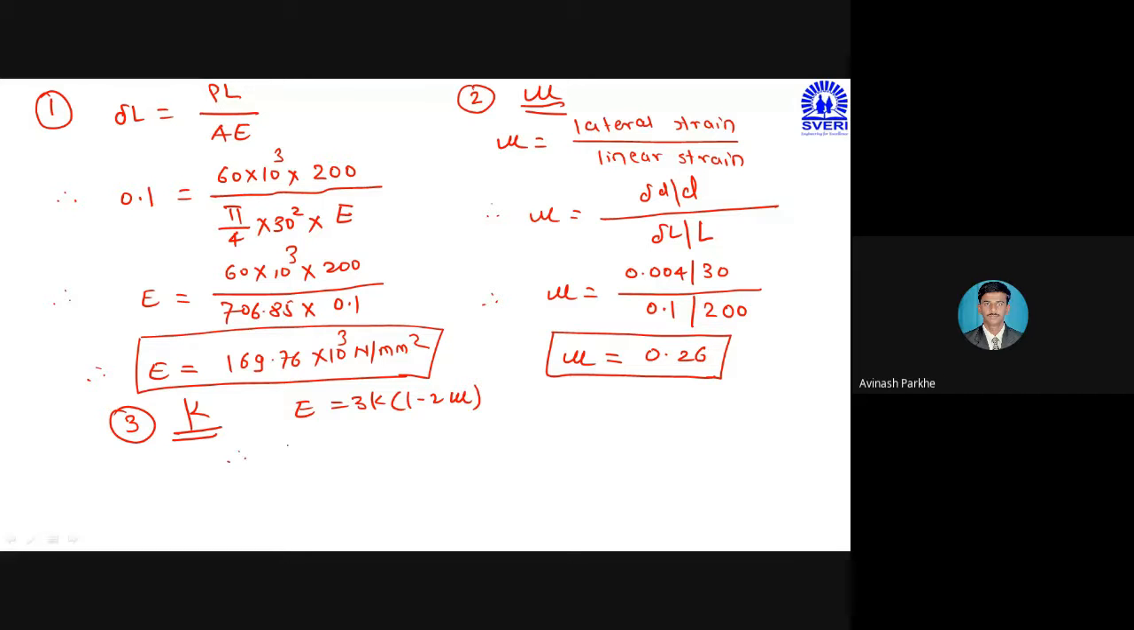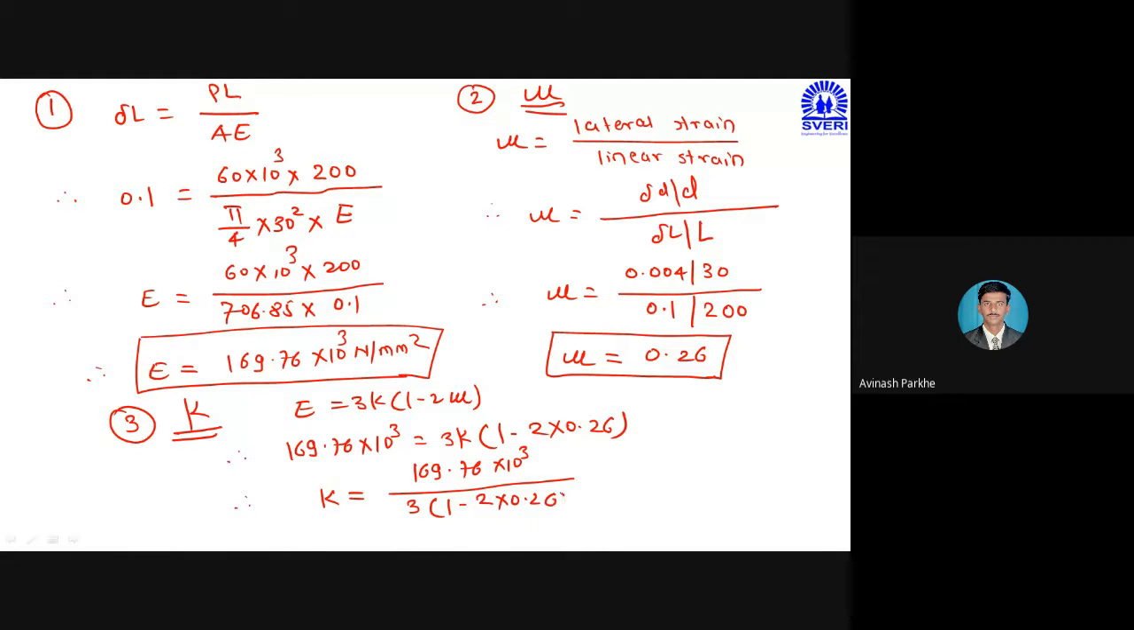Now put the values. Young's modulus 169.76 into 10 raised to 3 is equal to 3K in bracket 1 minus 2 into 0.26. Now I have to write the final equation in the form of K. Therefore, K is equal to 169.76 into 10 raised to 3 divided by 3 in bracket 1 minus 2 into 0.26.